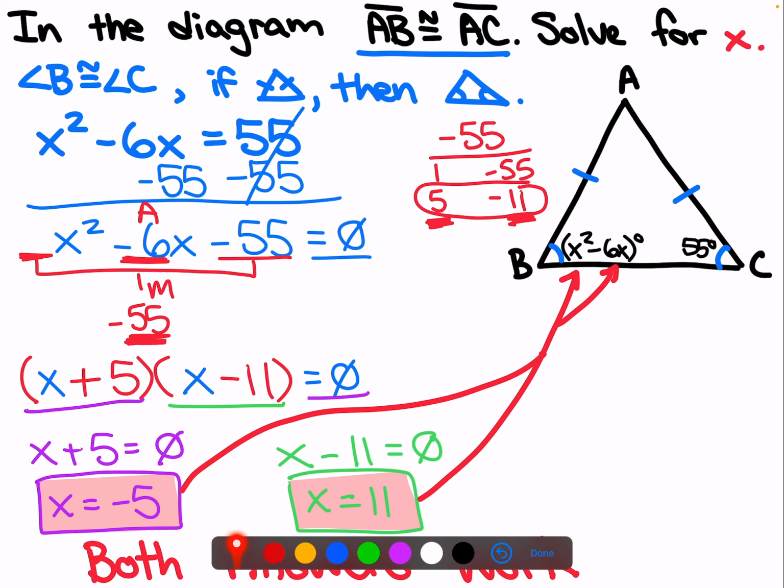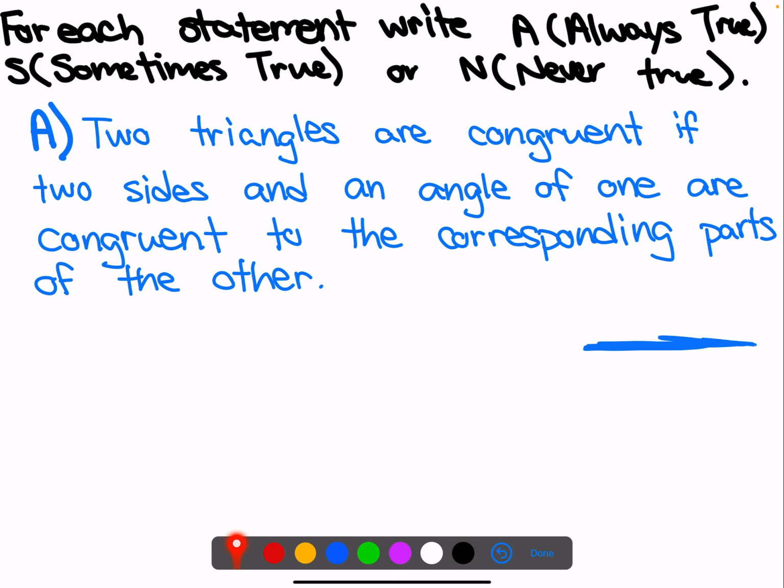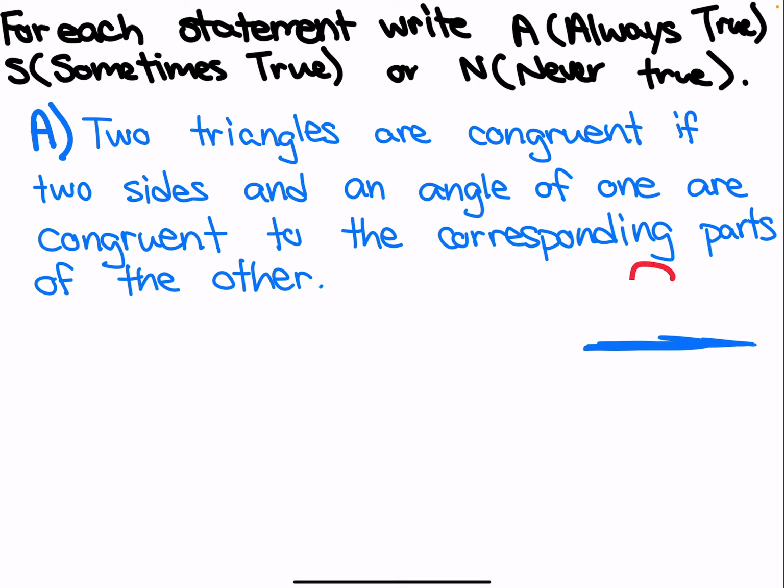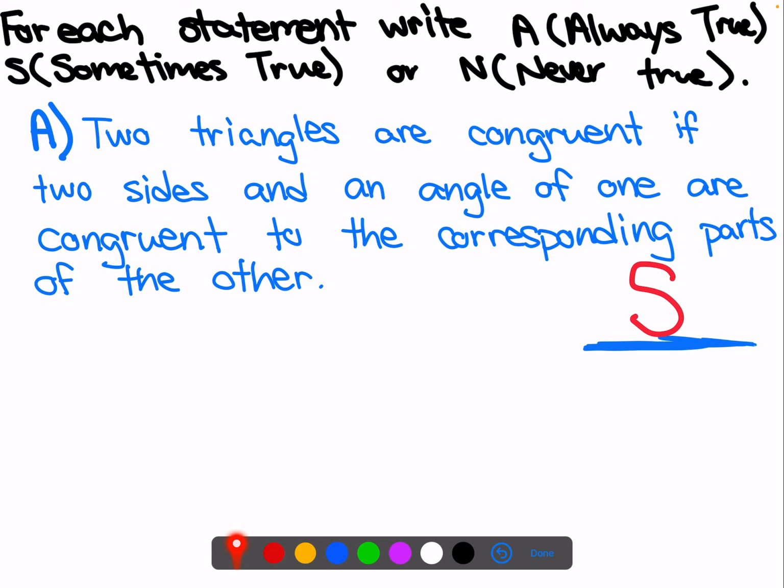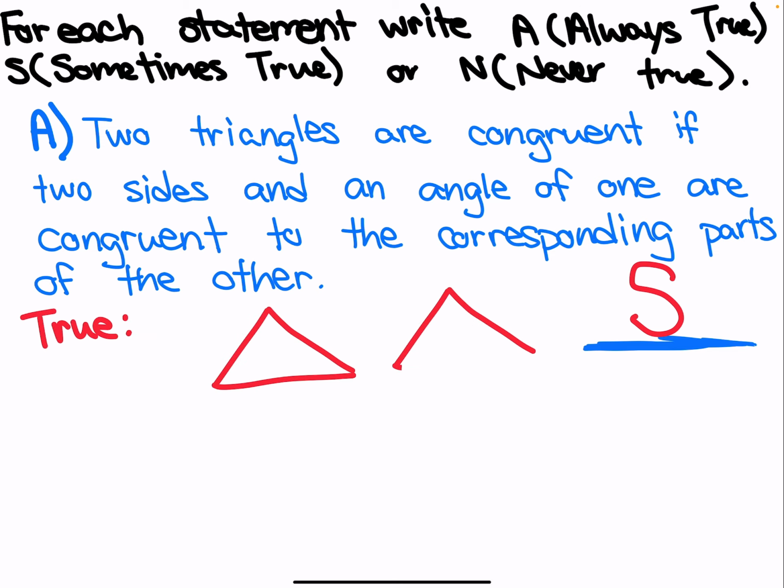All right, next up. You guys are going to have 7 of these questions tomorrow. So for each statement, write A for always true, S for sometimes true, or N for never true. Two triangles are congruent if 2 sides and an angle of one are congruent to the corresponding parts of another. So this is sometimes true. And the reason for it goes to side, angle, side, angle, and all these different postulates.